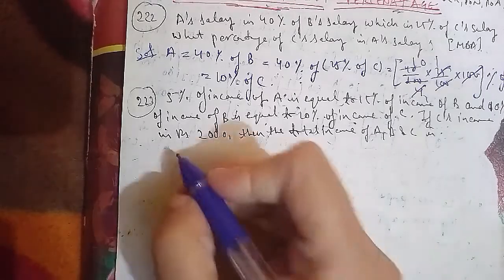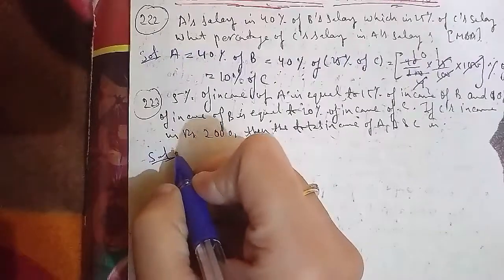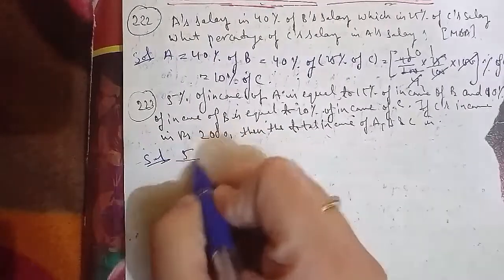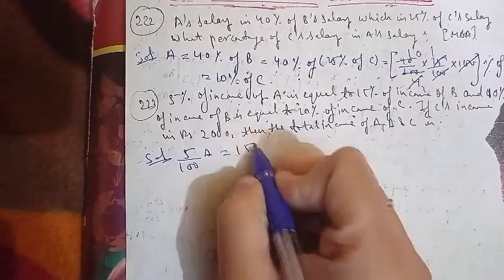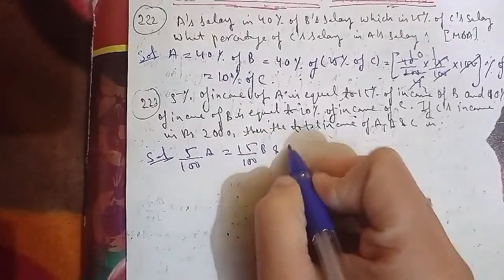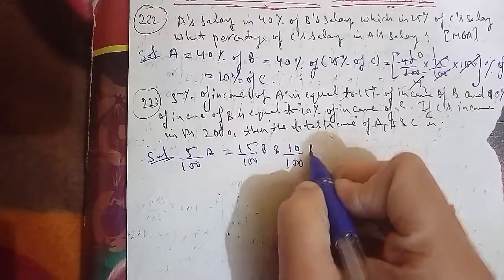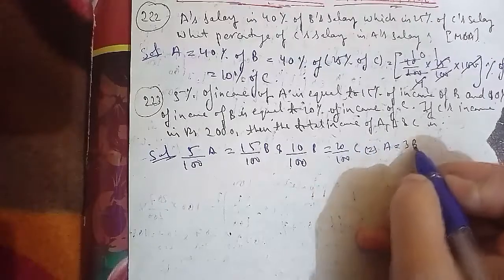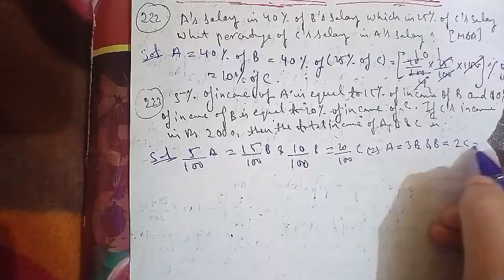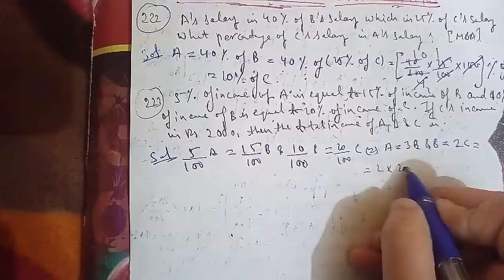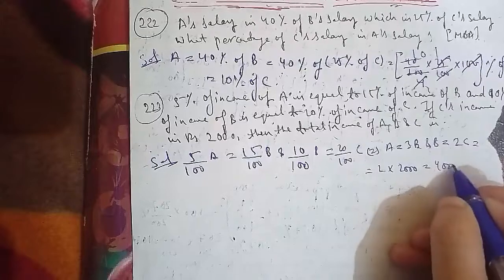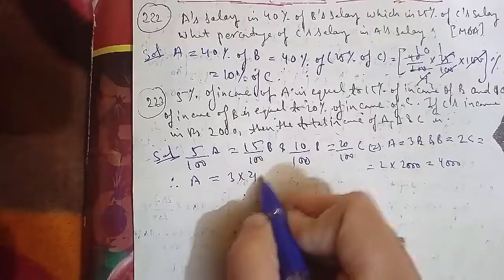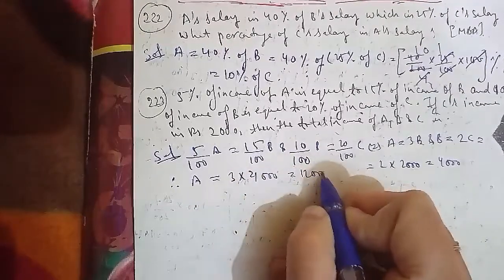We go ahead with the solution here, as follows. 5 upon 100 A equals 15 upon 100 B, and 10 upon 100 B equals 20 upon 100 C. So A equals 3B and B equals 2C, which equals 2 into 2000 equals 4000. So A equals 3 into 4000 equals 12,000.